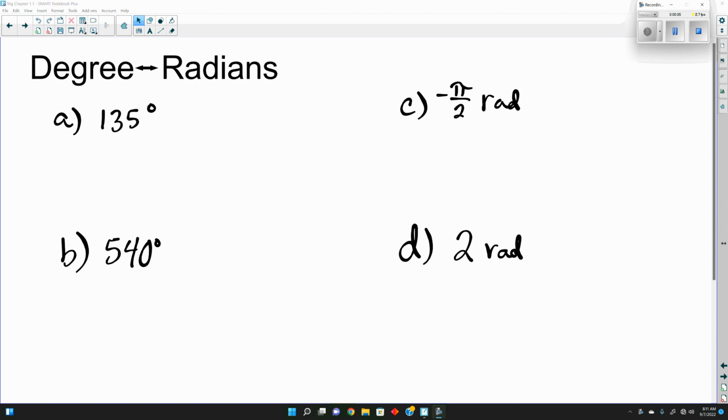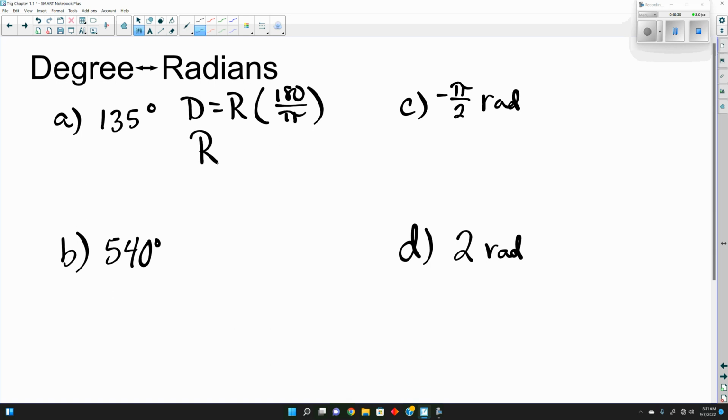Yesterday we worked with converting from degrees to radians and radians to degrees. Now, as we said yesterday, if we're going from radians to degrees, we want to find out what the degree measure is. We multiply the radian measure by 180 over pi.